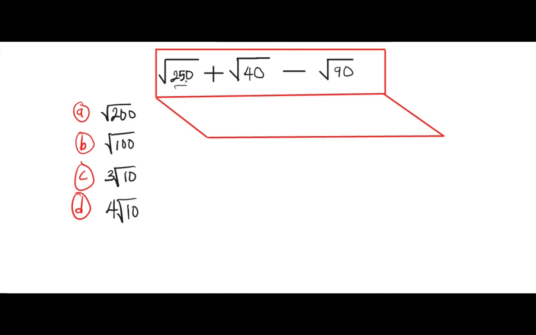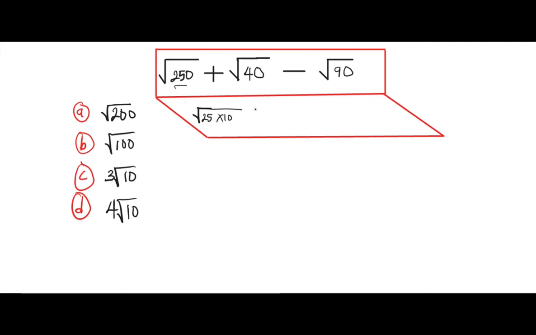We are going to break down 250 into two parts, in which one of the parts must be a perfect square. If you consider 25 times 10, 25 times 10 is 250, and 25 is a perfect square. So if I break this down, I have root of 25 times root of 10.